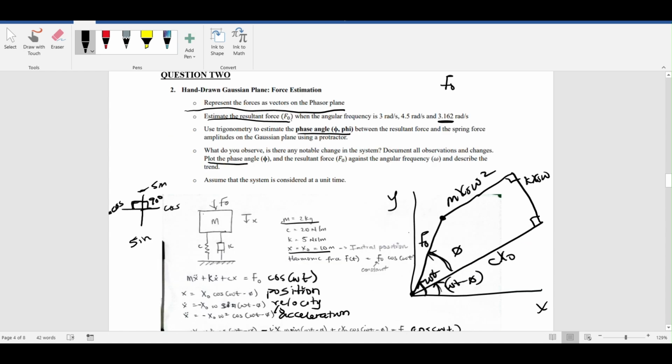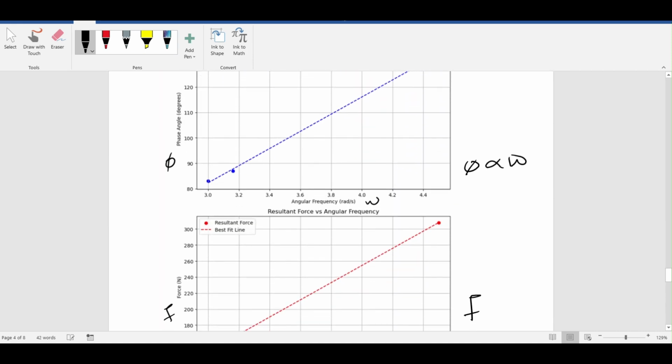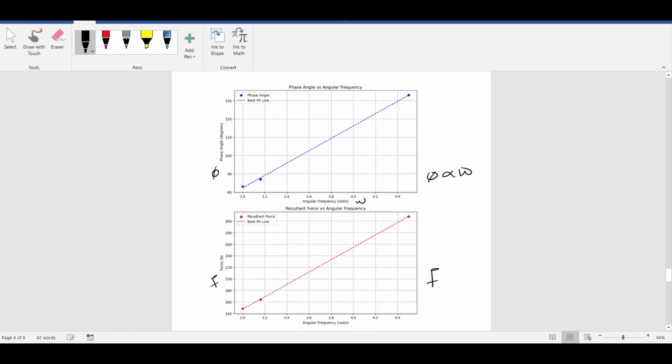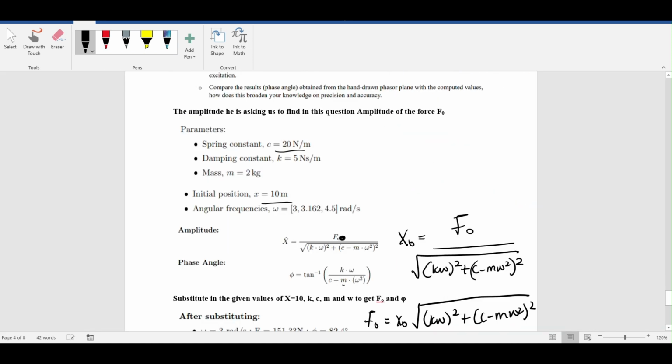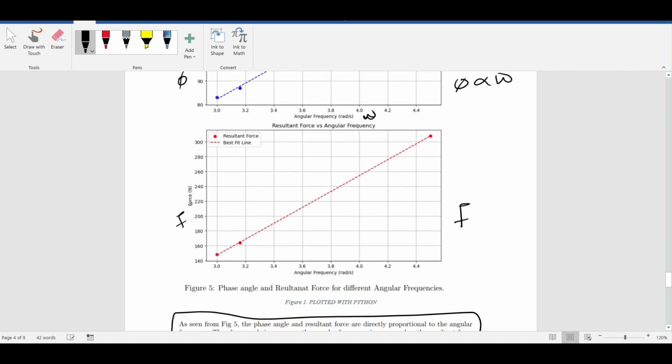Then next is just to plot phi against w, and f naught against w, that is angular frequency. This is the plot. You can definitely see that phi is directly proportional to the angular frequency w, and the force is directly proportional to the angular frequency. So you can just state this as your observation.